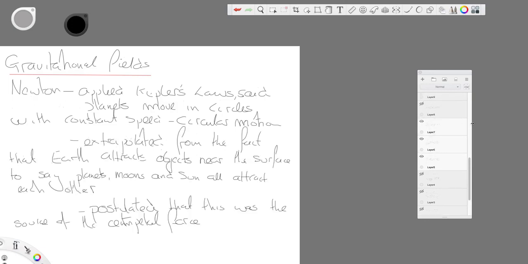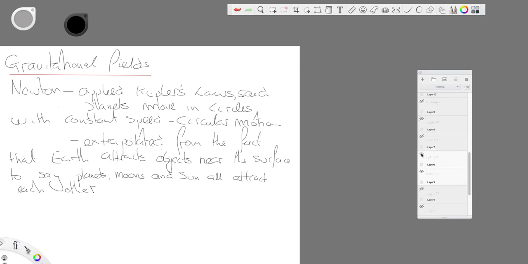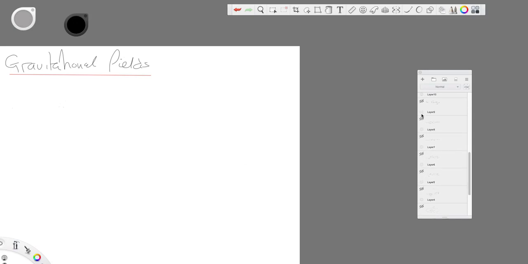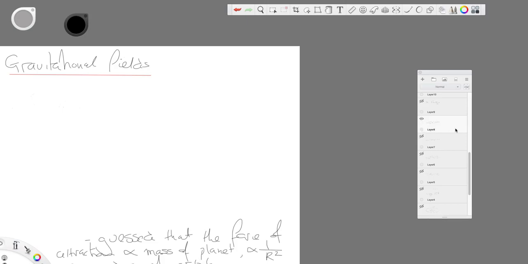And then he said that this attraction between the Sun and the planets and the moons and so on is the source of the centripetal force. And finally, he guessed that the force of attraction is proportional to the mass and inversely proportional to the square of the radius of the orbit. So that's quite clever too. So then, what did he do?